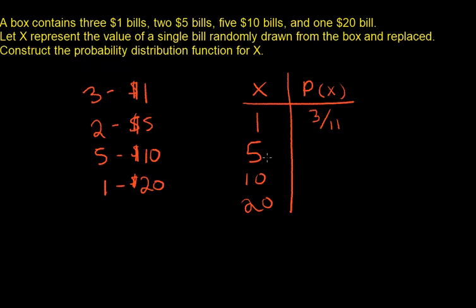How many are $5 bills? Well, 2 out of the 11. So the probability of getting a 5 would then be 2 out of 11. How many are $10 bills? 5 of them are $10 bills, so 5 out of 11 bills. And then how many are $20 bills? 1 out of 11. All right, so there you go. That's your probability distribution function. Again, you should always sum up the probabilities to make sure they add up to 1. If it does, then that's a valid probability distribution function, and you have your answer.